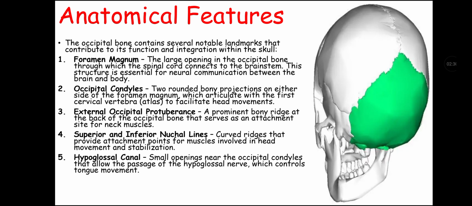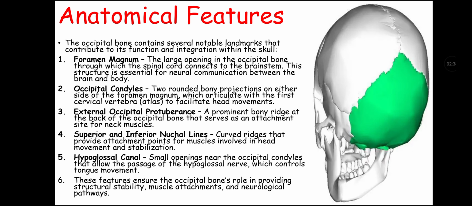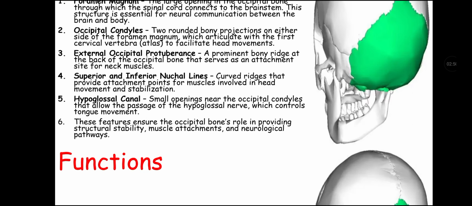Next feature is hypoglossal canal, that are small opening near the occipital condyles that allow the passage of hypoglossal nerve which control tongue movements. These are the five main important features, and these features ensure the occipital bone role is providing structural stability, muscle attachment, and neurological pathways.